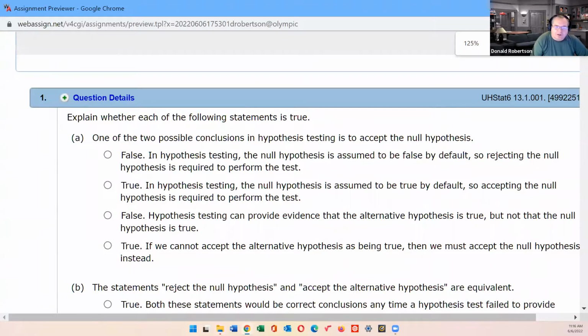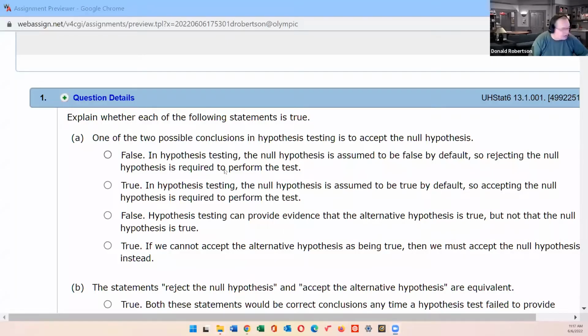Right, so now let me put it on so you can see it. You should be looking at question 1. Is that what you're saying, guys? Okay, so it's one of those: explain whether each of the following statements is true.